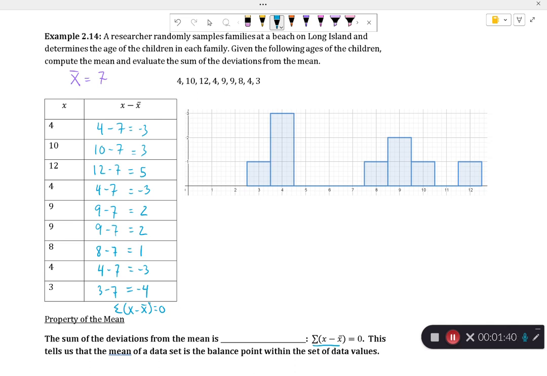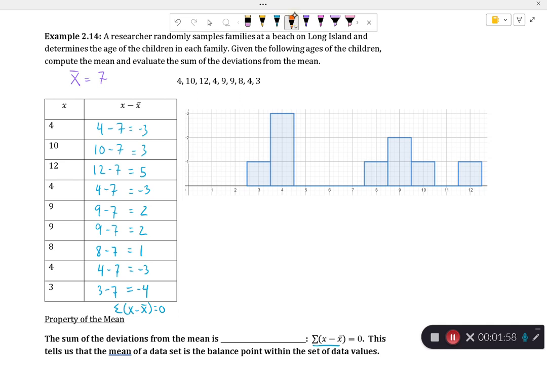I would suggest pausing the screen right now and grabbing your calculator and just confirming that -3 plus 3 plus 5 plus -3 plus 2 plus 2 plus 1 plus -3 plus -4 is actually 0. So what does that mean?